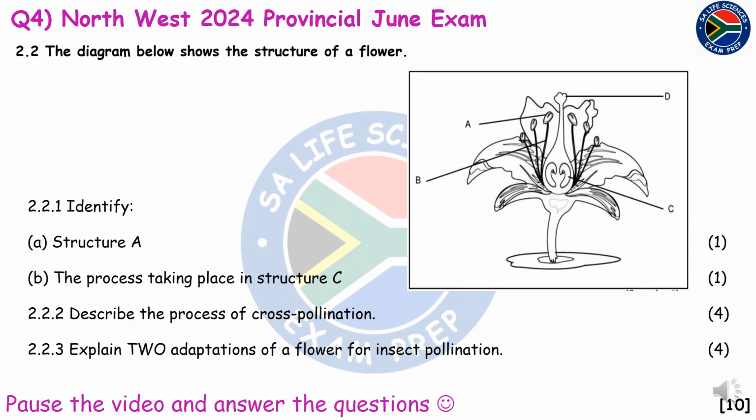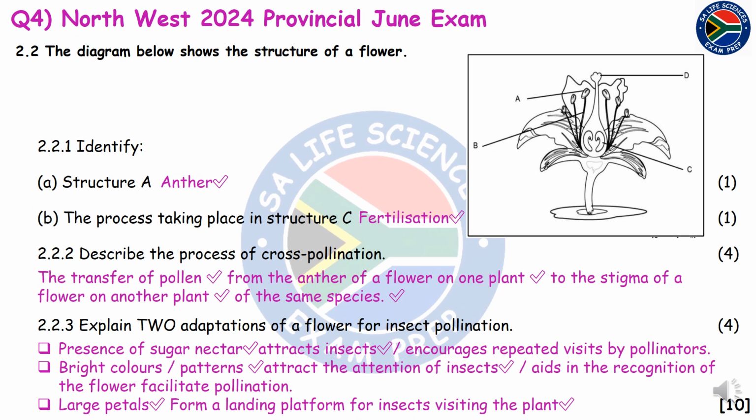2.2 gives us a diagram showing the structure of a flower. Let's go through the labels. Label A is pointing to the stamen. Remember that the stamen, no, it's not the stamen, it's the anther. Right, let's go through the answers.